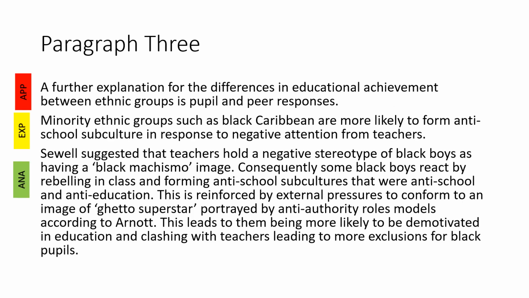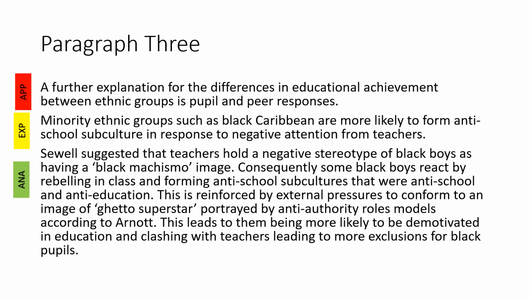On to paragraph 3. A further explanation for the difference in educational achievement between ethnic groups is pupil and peer responses. Minority ethnic groups such as Black Caribbean are more likely to form anti-school subcultures in response to negative attention from teachers. Okay, I've explained what pupil and peer responses are, and I've explained why they respond. Now I've got to say how this works in practice. Again, throwing a study in here, Tony Sewell's study.